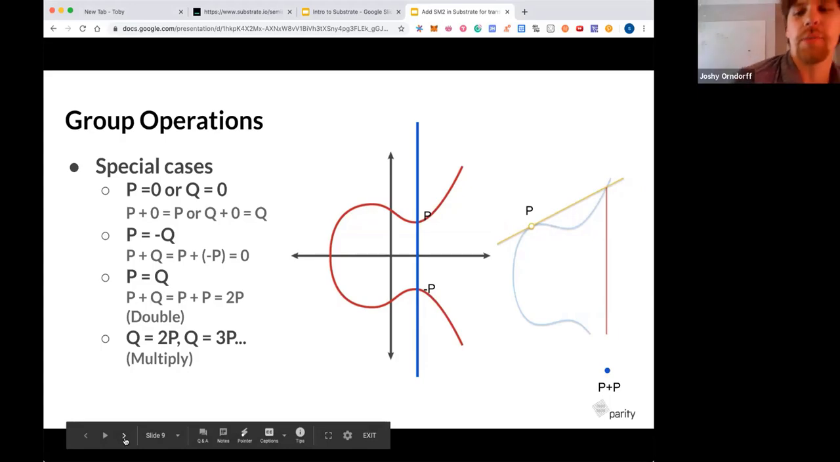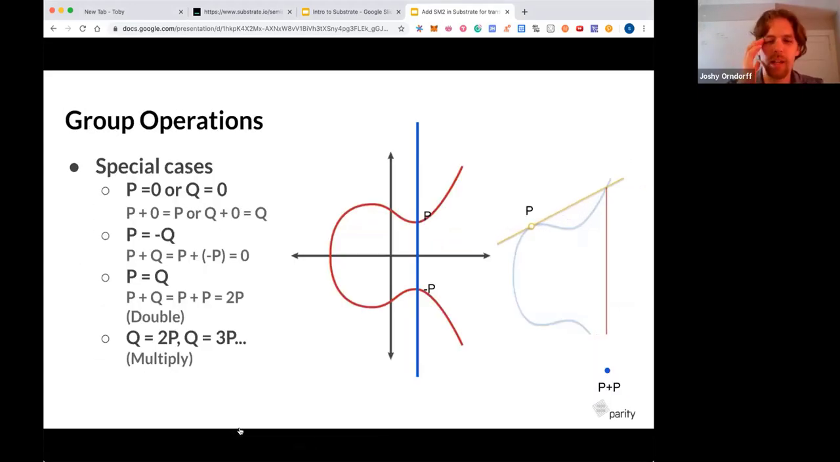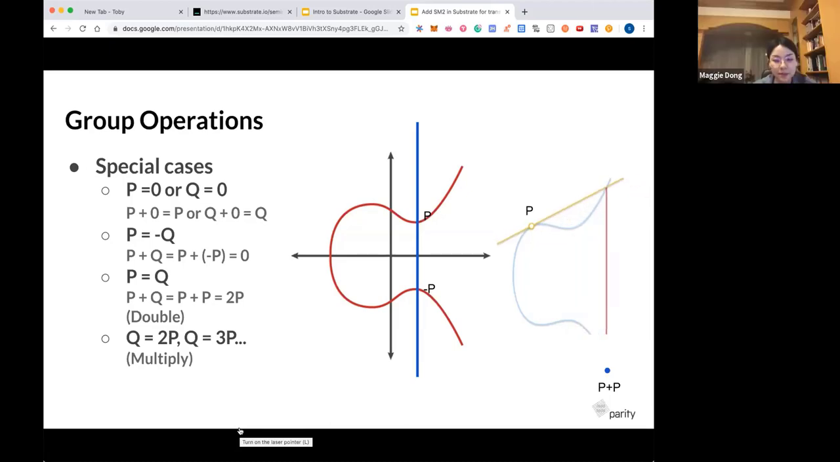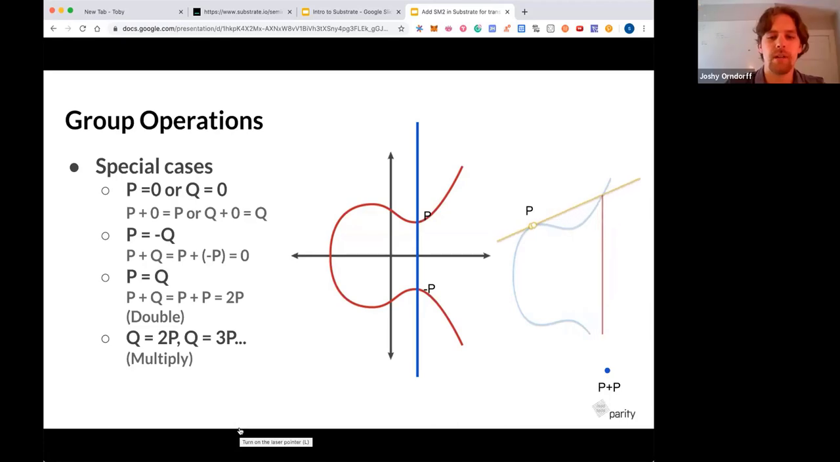I have another question, Maggie. This GIF is really cool. The idea is that the GIF shows how to add a point to itself, I guess, right? We just take the limit, imagine it's two different points, and as they get closer and closer, you can see the tangent line and everything. So my question is, the sum of P plus P, you're saying it's that point down on the bottom half, right? Not on the top where the yellow line intersects the gray line.